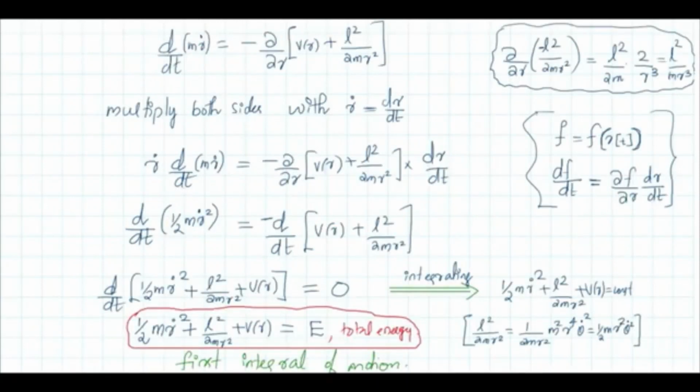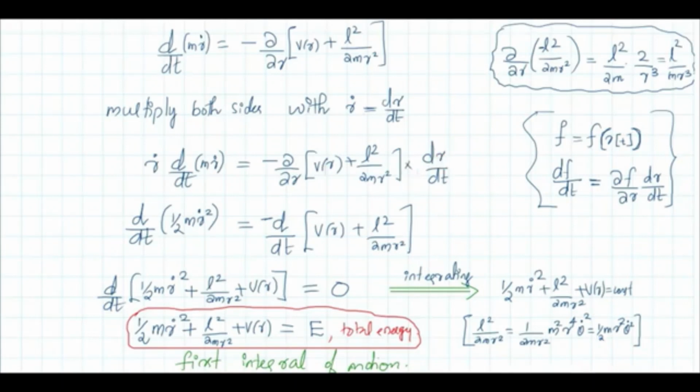So you can write the right hand side as minus ∂/∂r of some function of r. Now multiply both sides with r dot. The left hand side is r dot into d/dt of (m r dot), and r dot is nothing but dr/dt. So on the right hand side you multiply with dr/dt, both are the same.